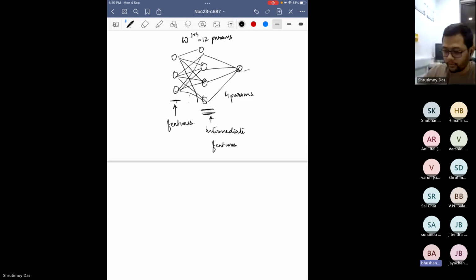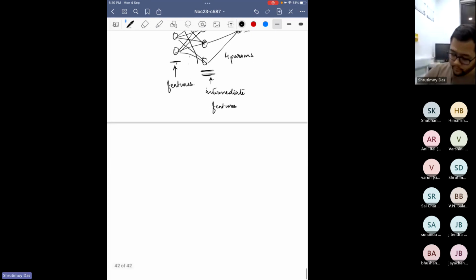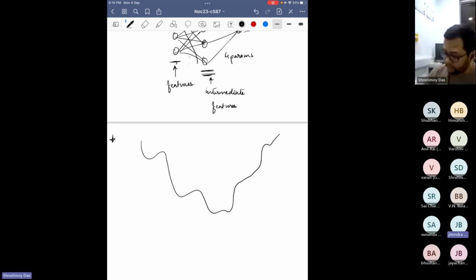What is global minima? Suppose I give you a function. This is your x, and suppose this is your f(x). Here this is a minimum point that you have, right? Out of all the points, this is the lowest point of the function. This is the lowest value of the function. So this is the global minimum.